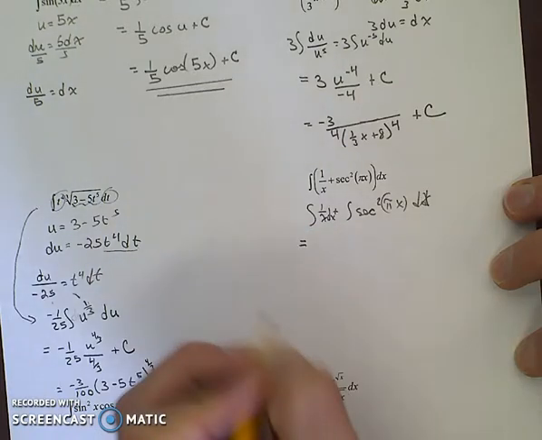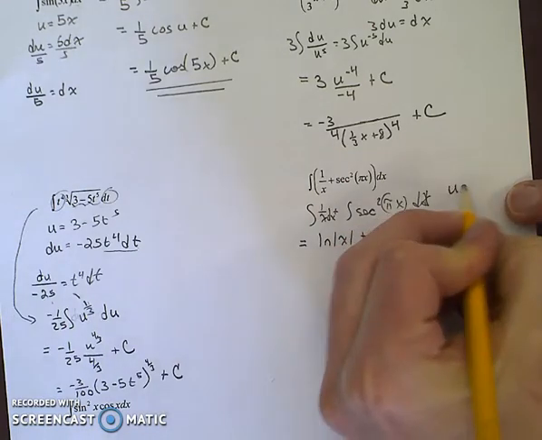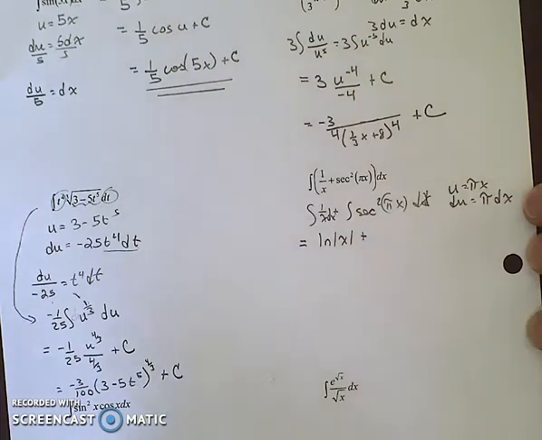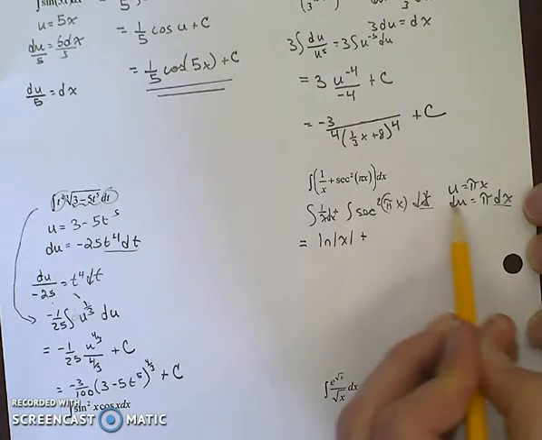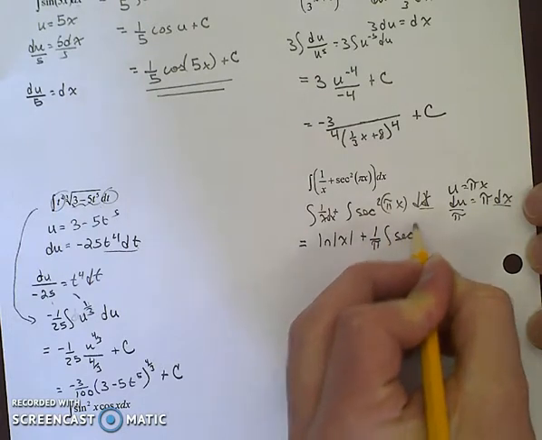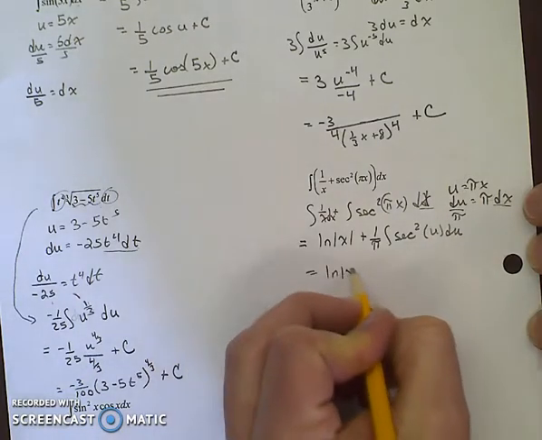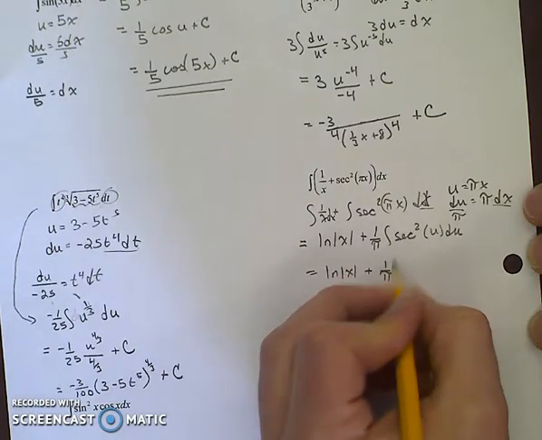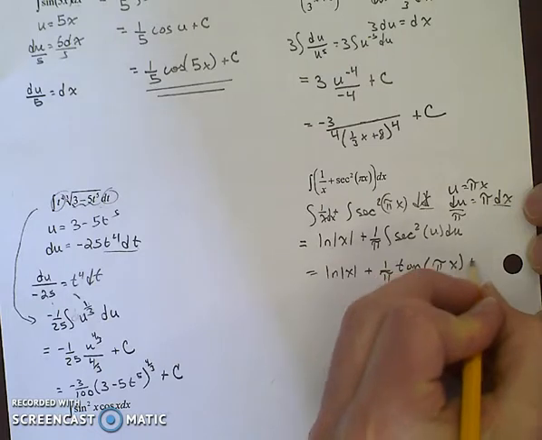The antiderivative of 1 over x is the ln of the absolute value of x plus the u of pi x. du equals pi dx. Now notice here that we only need the dx. So we got to divide this pi over. So we're going to get 1 over pi, the integral of secant squared of u du. Now the absolute value of x plus 1 over pi. What's the integral of secant squared? Well, the derivative of tangent is secant squared, so we got tan of u, and what was u? Pi x plus c.